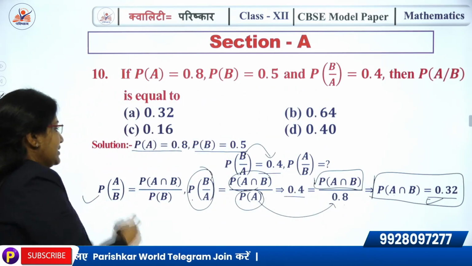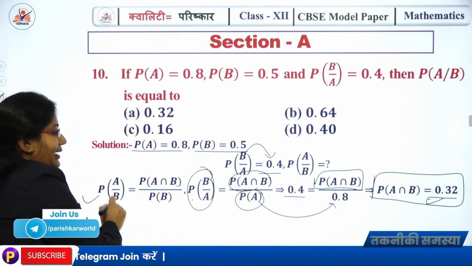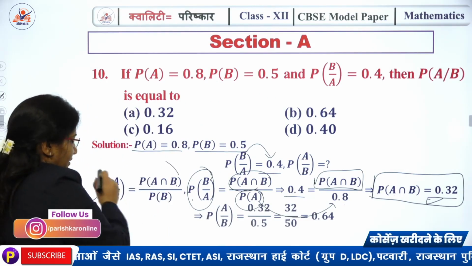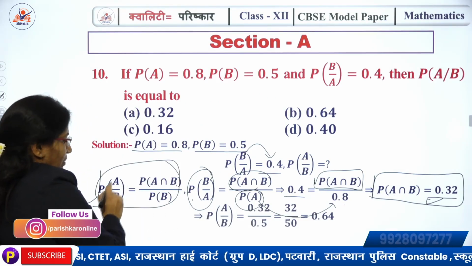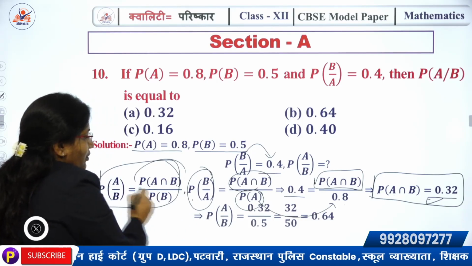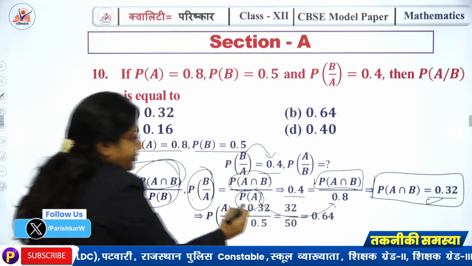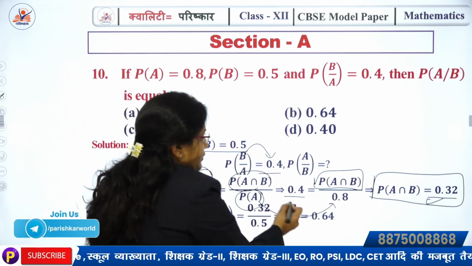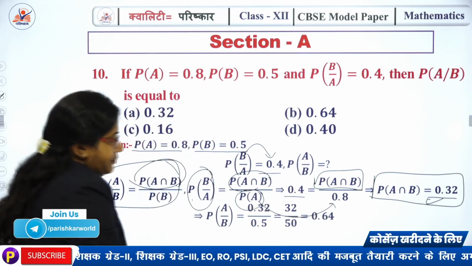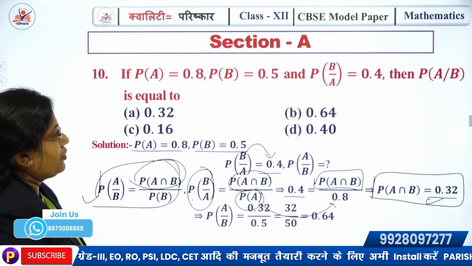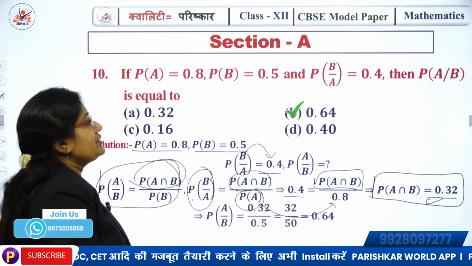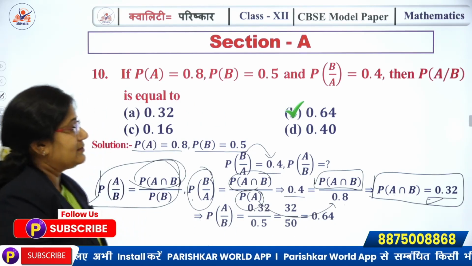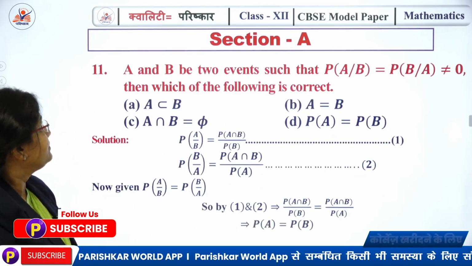And we have to calculate the value of probability of A by B. Put the value of probability of A intersection B in this equation. A by B is equal to the value of probability of A intersection B, 0.32, and the value of probability of B is 0.5. That means 32 upon 50. It remains 0.64. That means the right option is option B, 0.64. Let's come to the next question.